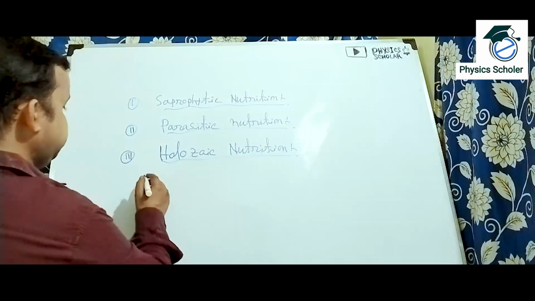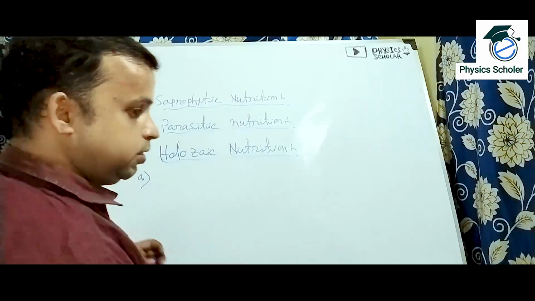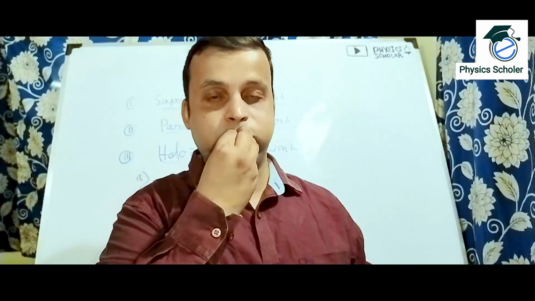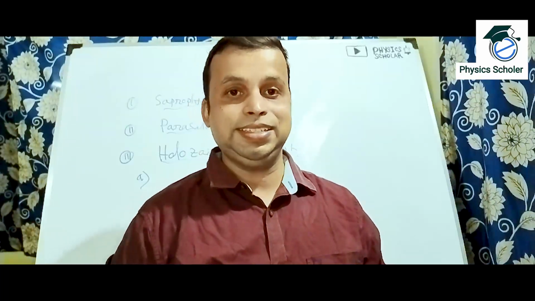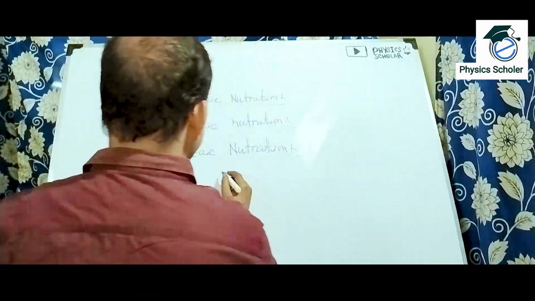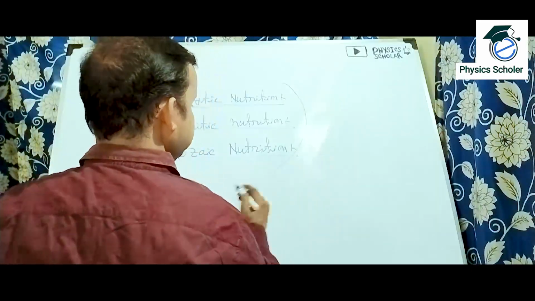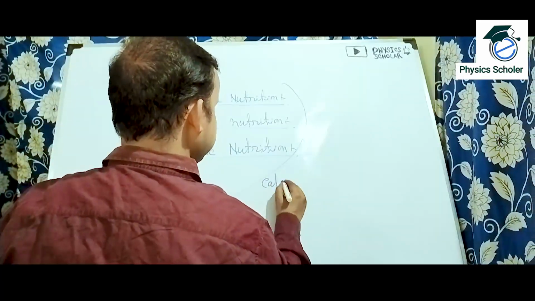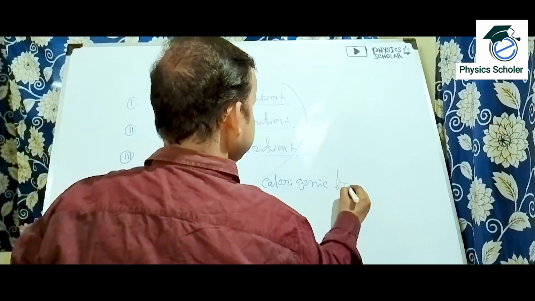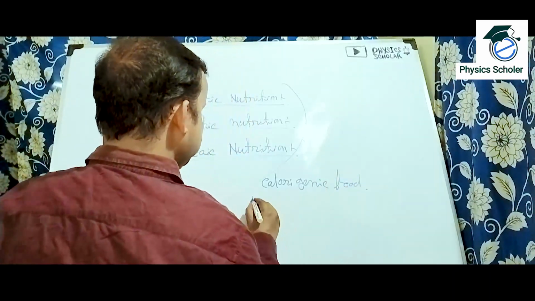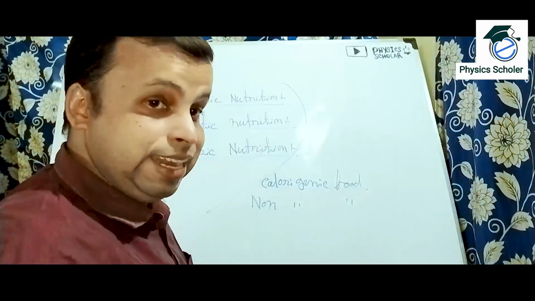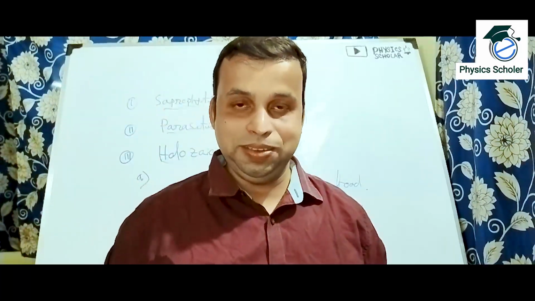So what are the steps of holozoic nutrition? Nutrition is a complete process. First we have to take the food, then the food should be digested. Always remember, basically two types of foods are there. One is known as calorigenic food, and another is known as non-calorigenic food. Calorie means energy. The unit of energy is calorie. Clear?